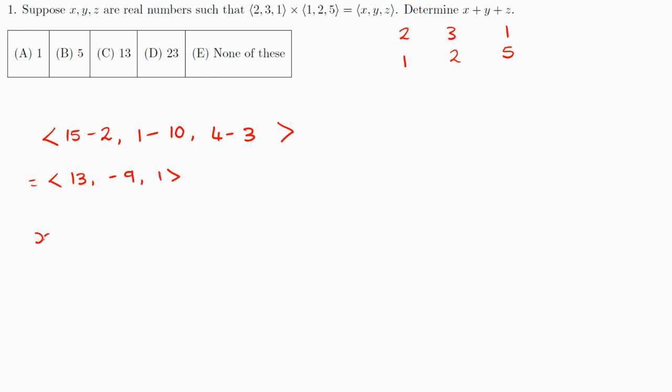Okay, so if we add these up, just like they ask, it's 13 minus 9 plus 1. So this will be 4 plus 1, which is 5. So B is the correct answer.